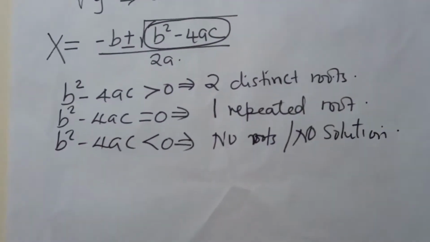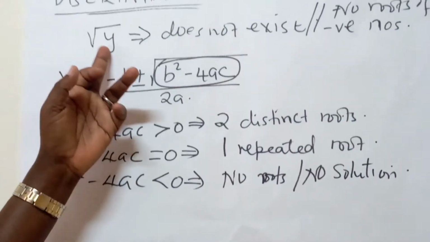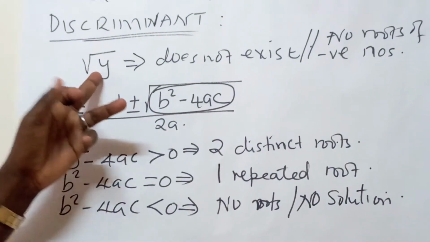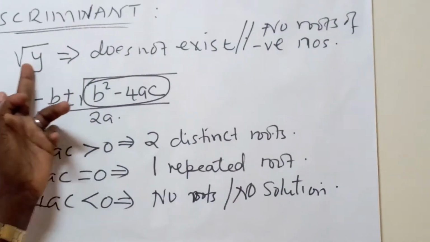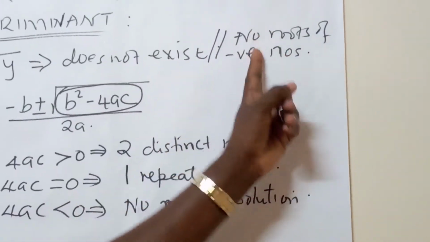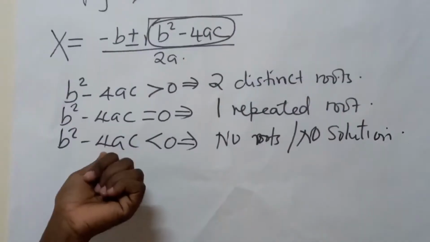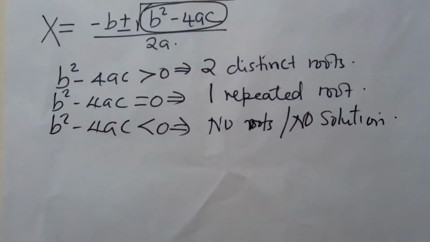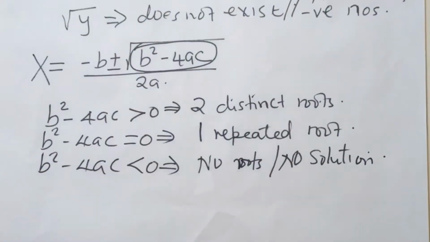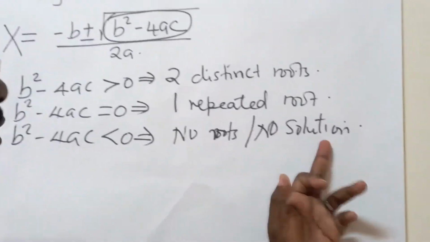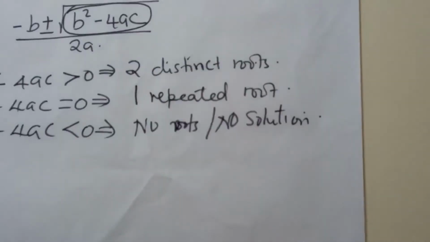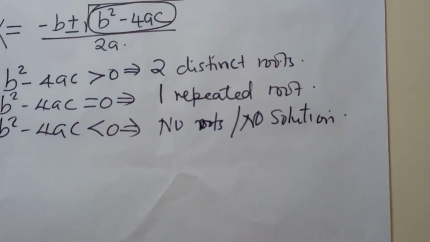And of course, we have just said it over here, when y is negative, then the root of y does not exist, simply because we have no roots of negative numbers. So when the discriminant is less than 0, obviously it's a negative number whose roots do not exist. And that is why the quadratic equation does not have solutions.